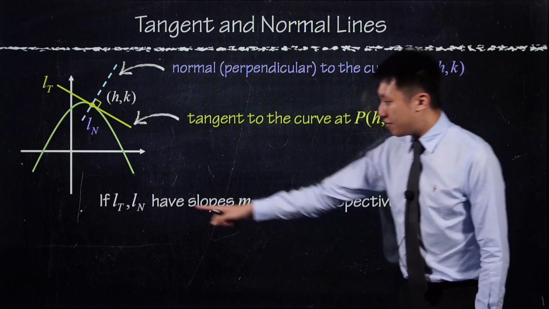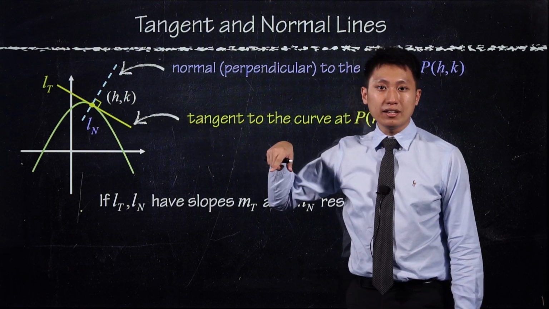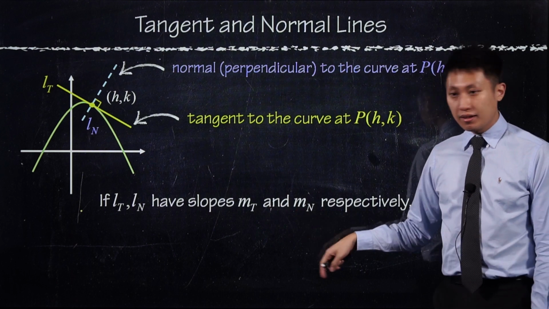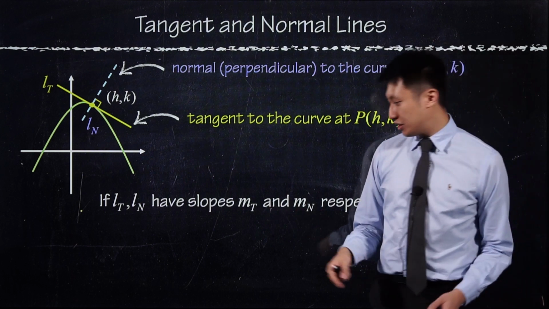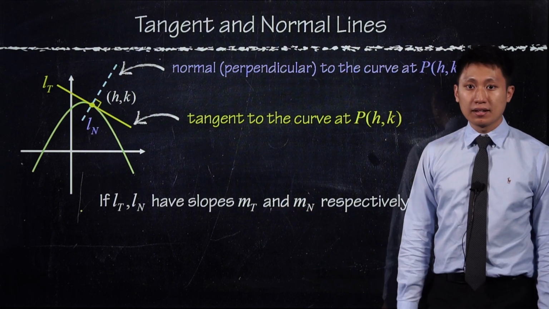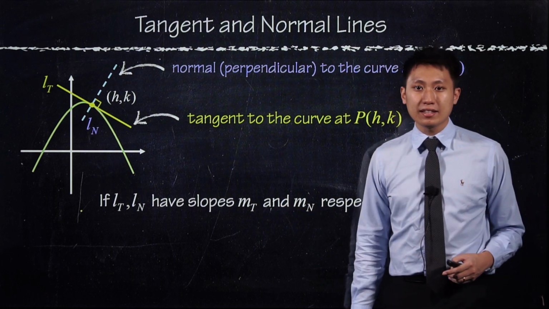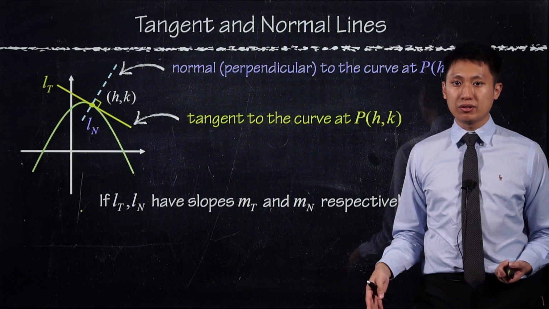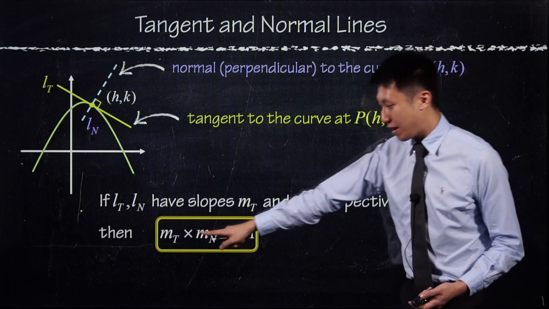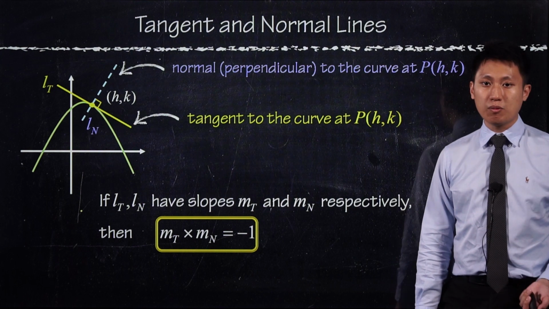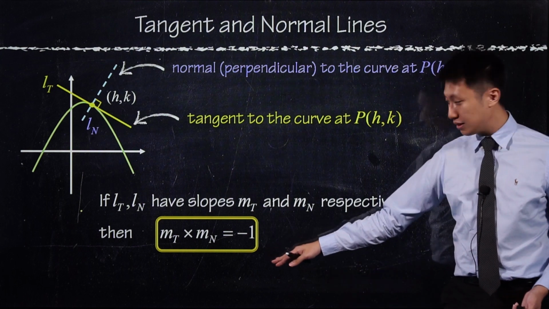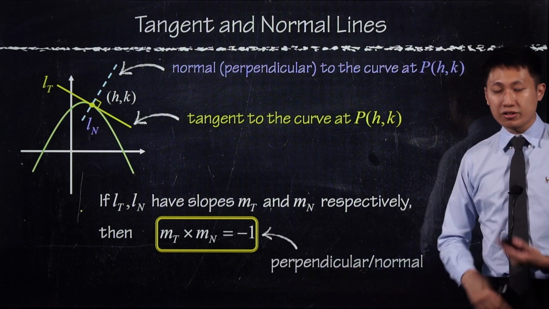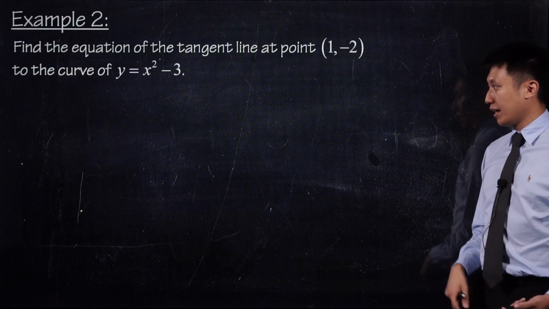All right, so now if I call the tangent line LT and the normal line LN, and they have slopes MT and MN, then what's the relationship between MT and MN? They are perpendicular. For perpendicular lines M1 and M2, M1 times M2 has to be equal to -1. That's why you have MT times MN is equal to -1. So this is the condition that you have since they are perpendicular, or you say normal. Great. Okay, let's move on.